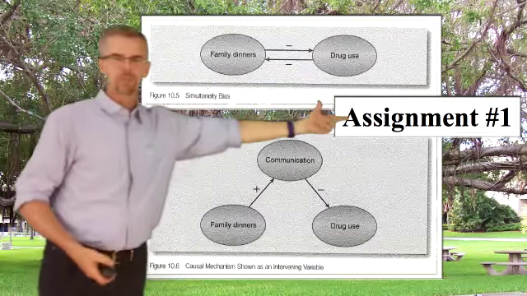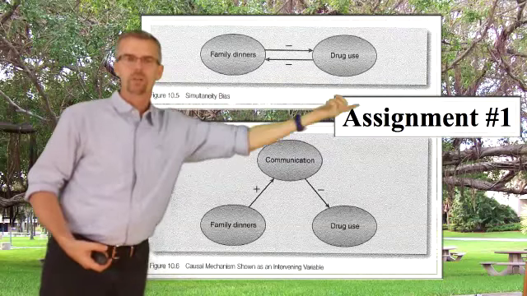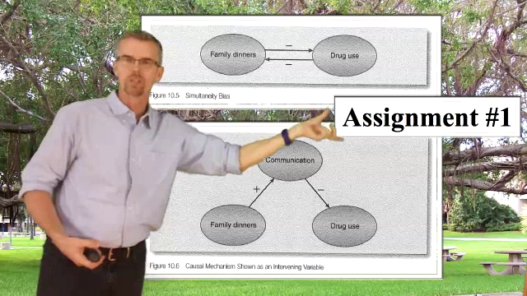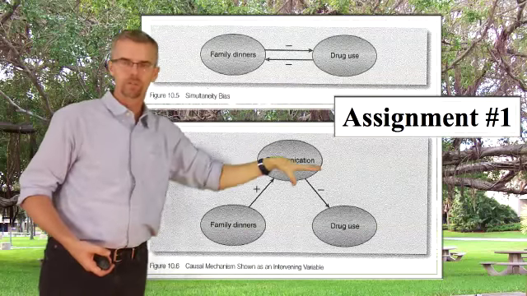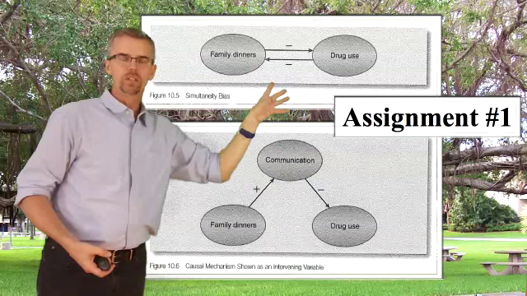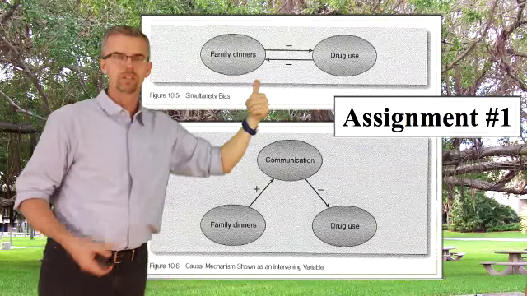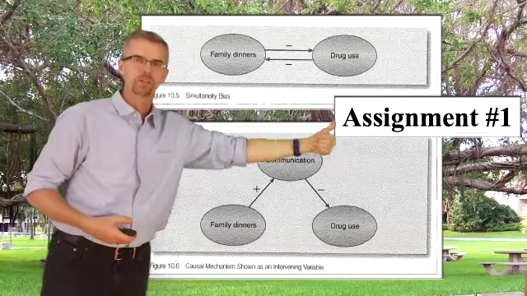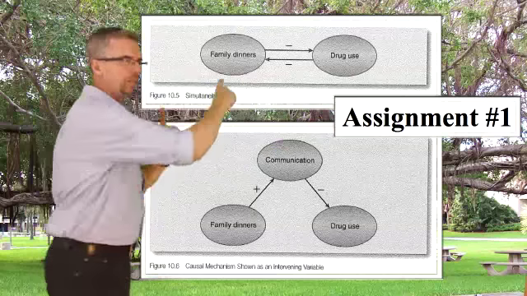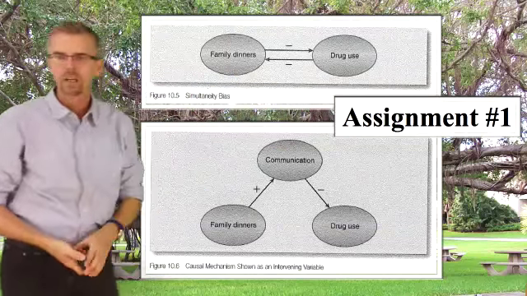Simultaneity bias is what we originally looked at in figure 10.1, but we fail to identify that both are happening at once. In figure 10.1, it's either this one or this one. It's either family dinners was the primary event in a temporal sense, it happened first, or the drug use was the primary event, it happened first. But maybe they happen both at the same time, and so that's the simultaneity bias.